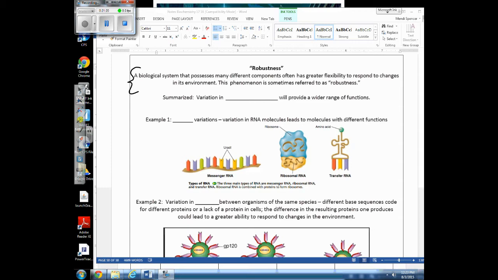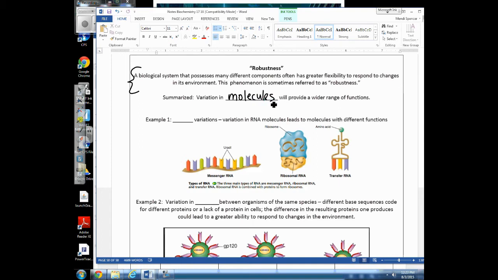In the next unit, we're going to be talking about cell structures. So variation in cell structures will provide a wider range of functions. So you'll be able to relate robustness to every unit that we're studying. But let's go ahead and fill this in for this unit. Variation in molecules will provide a wider range of functions.